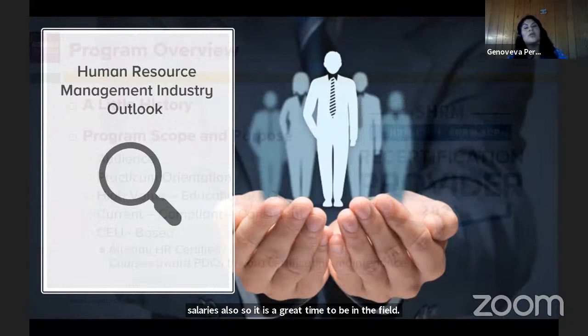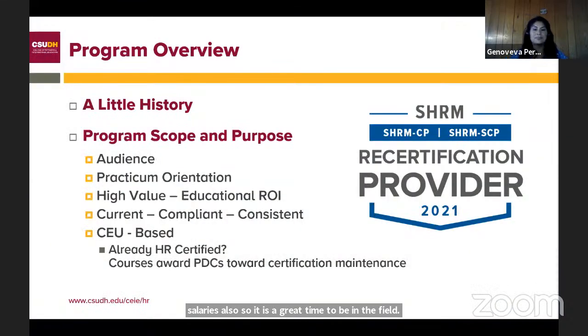Let's look at a bit of history of our program. The program at Cal State Dominguez Hills was created in 1996 by our very own Jim Vigneault. He has always had a passion for ensuring HR professionals are at the top of their game. His passion and drive resonated so that he was asked to create the HR program for Cal State Dominguez Hills.